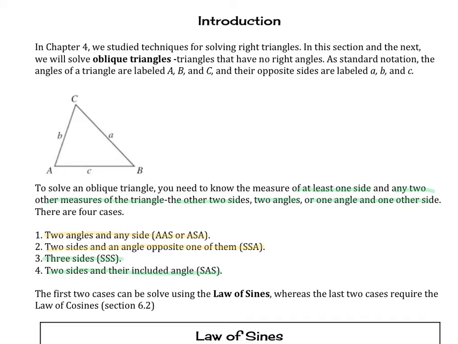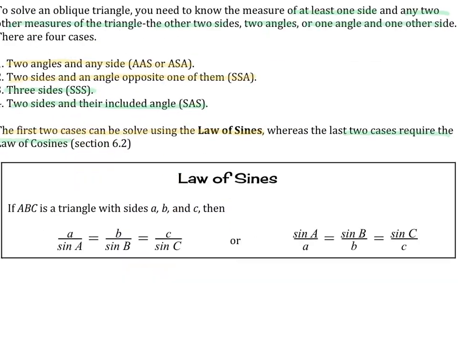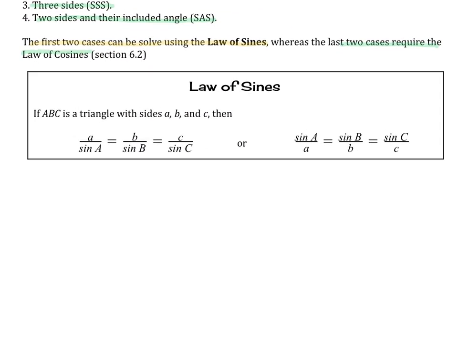For the first two cases, that's what we'll be focusing on, using the law of sines. Then the last two cases will require the law of cosines, which is our next section, 6.2. So the law of sines: if ABC is a triangle with sides a, b, and c, then you have a over sine of A equals b over sine of B equals c over sine of C. Or you can do the reciprocal: sine of A over a equals sine of B over b equals sine of C over c.